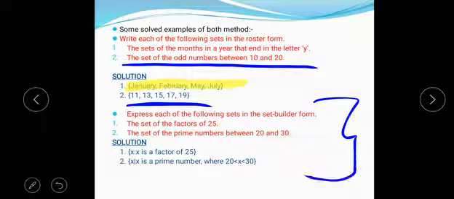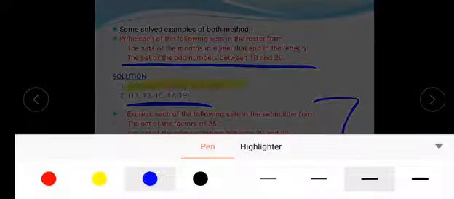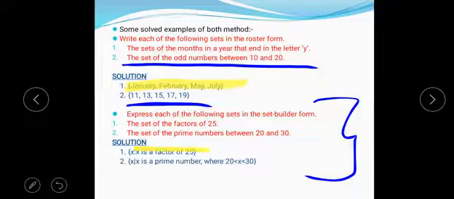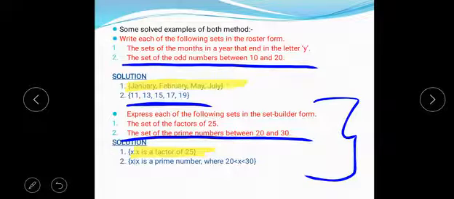Next is our set builder form or rule method. The set of factors of 25. So the property here is factor of 25. We can simply write x is a factor of 25. Next question is the set of prime numbers between 20 and 30. How many prime numbers are there between 20 and 30? For that we use the specific condition: 20 is less than x and x is less than 30. x is a prime number where 20 is less than x and x is less than 30.